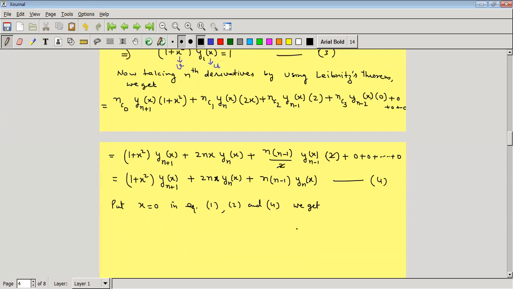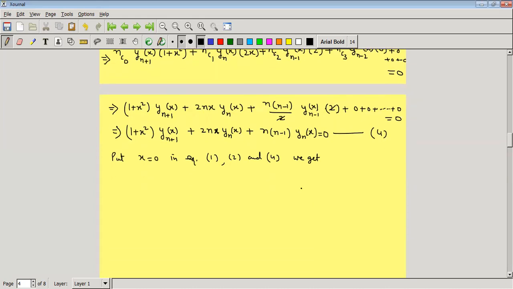So this term is equal to 0, and this implies this is equal to 0, and this implies this is equal to 0. So we have these three equations, not equal to, but this implies.